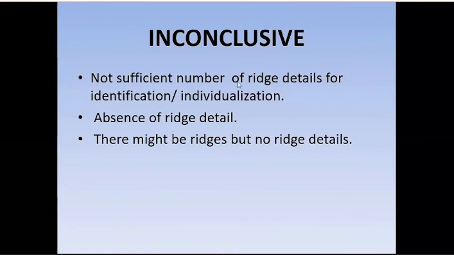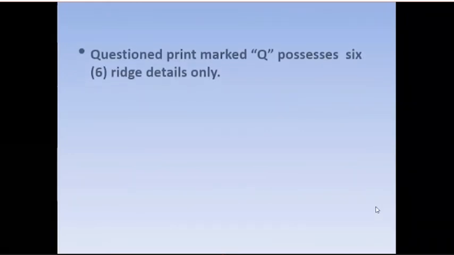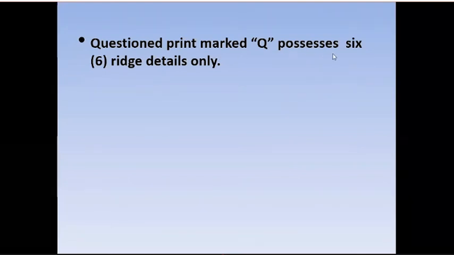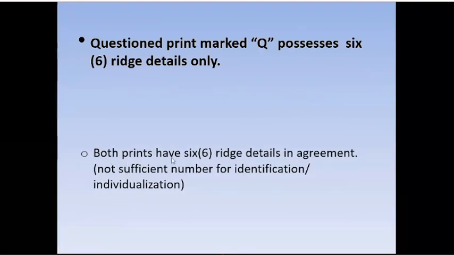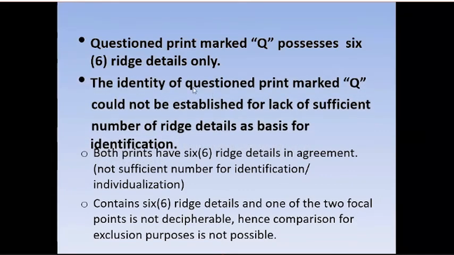Inconclusive, that is, not a sufficient number of ridge details for identification and individualization, absence of ridge details, and there might be ridges but no ridge details. Yan. Question print mark Q possesses 6 ridge details only. Anong conclusion niya? Di ba? Kasi yung ridge details in agreement is not sufficient in number for identification. Kaya anim lang yung nakita, wala nang iba, di ba? At hindi pa sila nasa agreement ng ridge detail. So, ang magiging conclusion mo niyan, di ba? The identity of the question print mark Q could not be established for lack of sufficient number of ridge details as a basis for identification. Di ba? Yan.